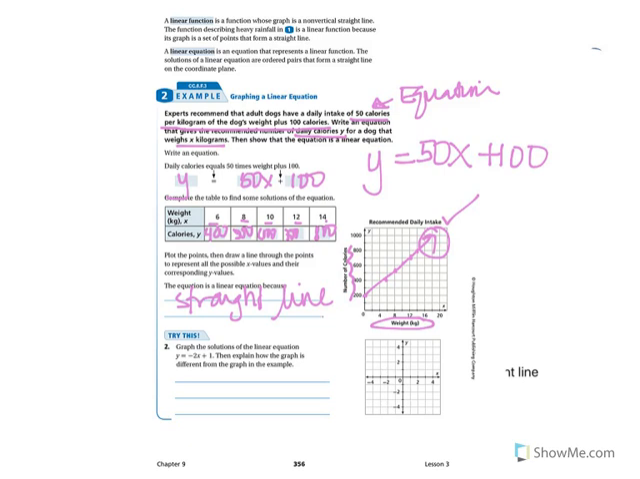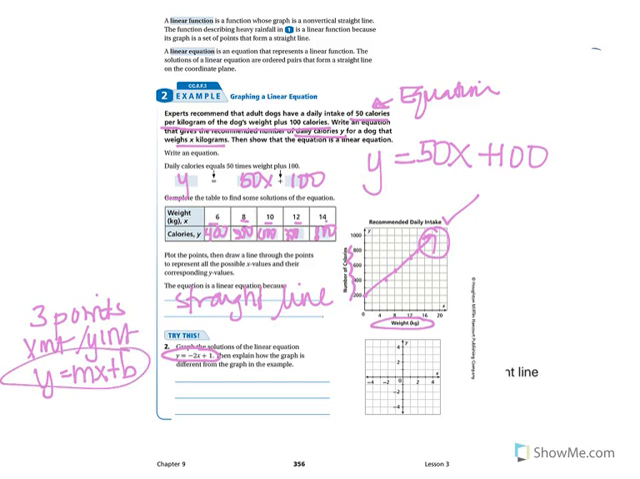All right, so let's take a look at the check it out number 2. Graph the solutions of the linear equation, then explain how the graph is different from the graph in example 1. All right, now remember, there's multiple ways that we can graph this. You can graph this by plotting 3 points, negative, positive, and 0. You can graph using both the x and y intercepts, or remember we can graph from slope-intercept form. And I think slope-intercept form is the easiest.